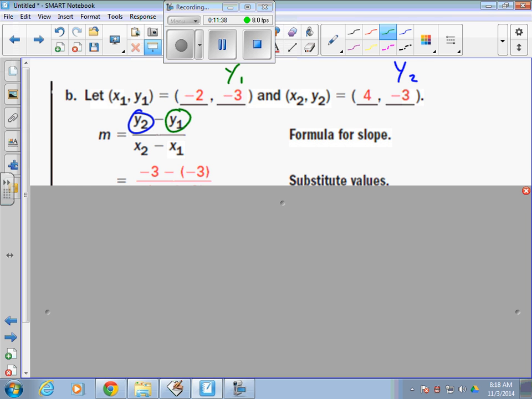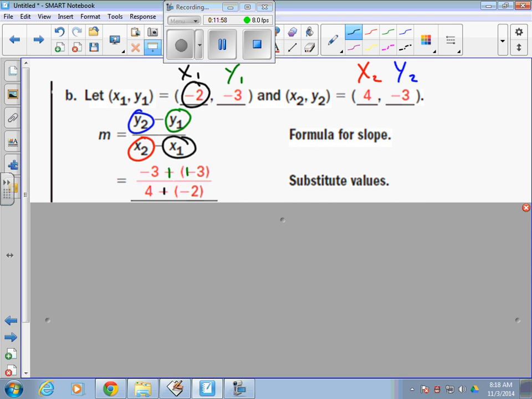Notice that says minus a negative. Ultimately, that's going to be plus a positive. Okay. The other part says x sub 2. That's this one. X sub 2, 4, minus x sub 1 is the last one. That's this one, x sub 1. So 4 minus a negative 2. Again, minus a negative is going to become plus a positive.